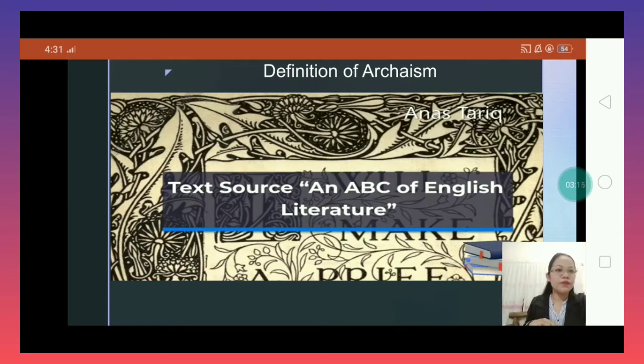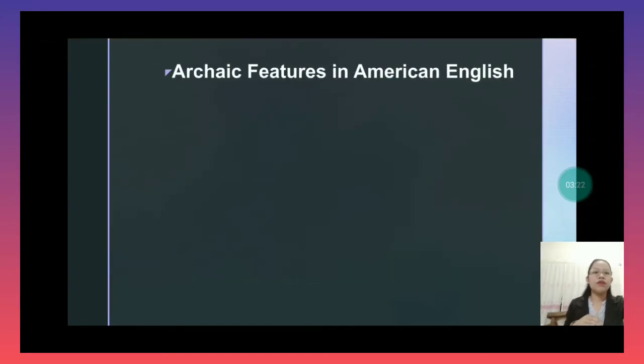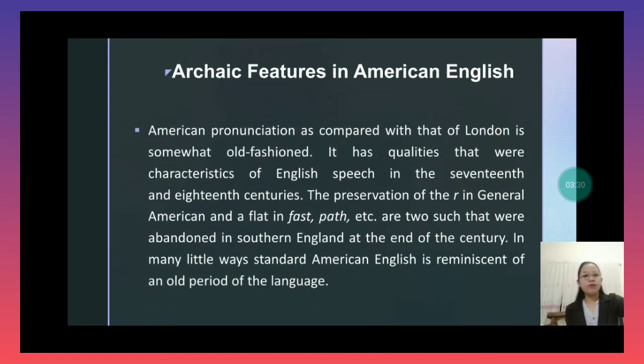Now next. Archaic features in American English. Now let's talk about archaic features in American English. American pronunciation, as compared with that of London, is somewhat old-fashioned. It has qualities that were characteristic of English speech in the 17th and 18th centuries.